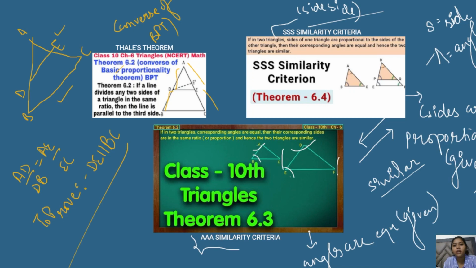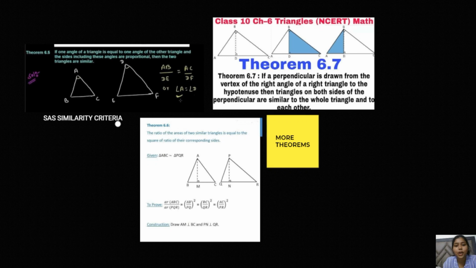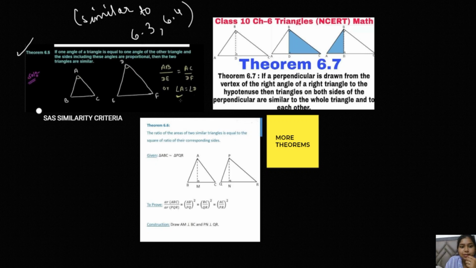Now move ahead with theorem number 6.5, 6 and 7. Okay, these are also very important theorems. Let's have a look at 6.5. It is also similar to other theorems we have studied, like 6.3 and 6.4. This is the SAS criteria, as the name suggests. In this theorem, one of the angles of the triangle is equal to one of the angles of another triangle, and the corresponding sides are in the definite ratio.